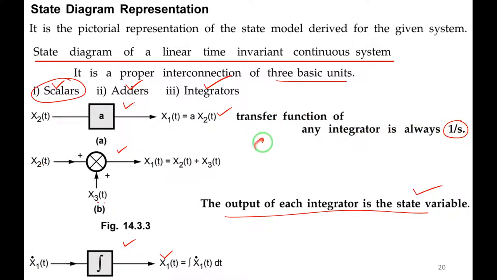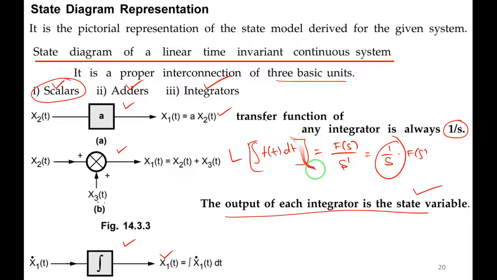You know it: integration of f of t into dt. If I apply the Laplace transform, I will get F of s divided by s. So 1 by s. The transfer function of any integrator is always 1 by s. You can see here, 1 by s into F of s. So this is the integrator. The input for the integrator is always the state equation or state differential equation, and the output of the integrator is a state variable. Please keep that in mind, it's a state variable.